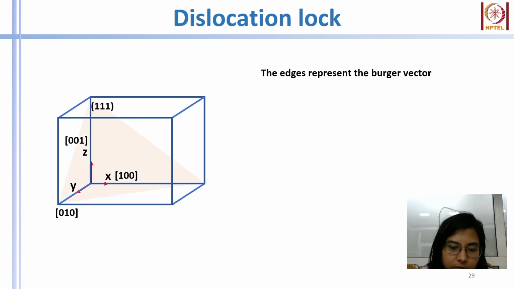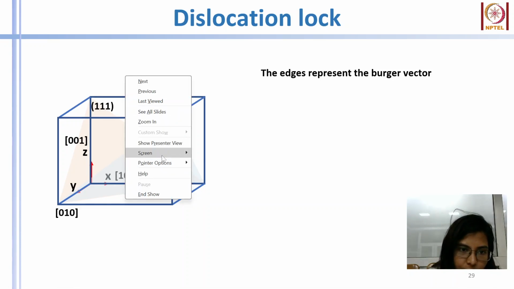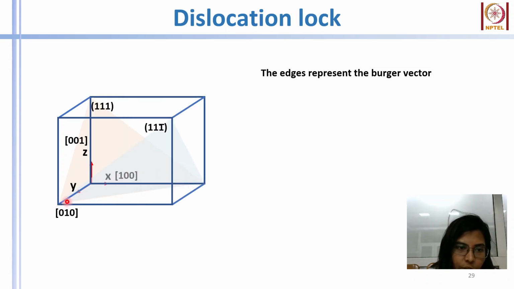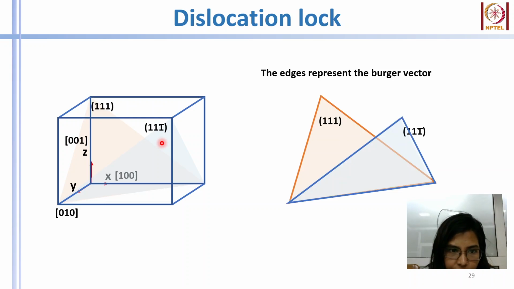Here if we take this FCC unit cell, we have the x, y and z coordinates and the directions for reference. Now if we have this 111 plane and this 111 bar plane, up front you can see that it is sharing one common edge, right? So it is sharing this common edge. As we know in case of FCC, for this 111 family of planes, the edges represent the Burgers vectors. If I take out these two planes, this is my 111 and this is my 111 bar plane. If I consider these two Burgers vectors, for this 111, this is my Burgers vector, which will be half of this, so I have drawn the magnitude as half.